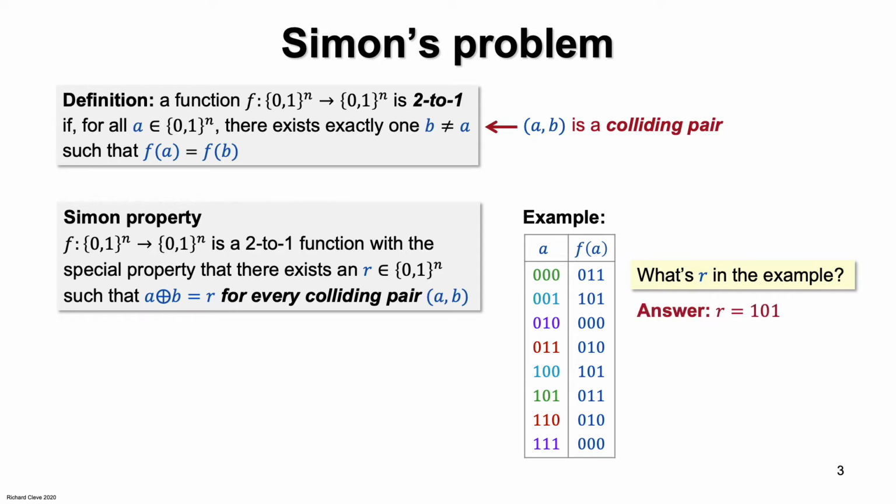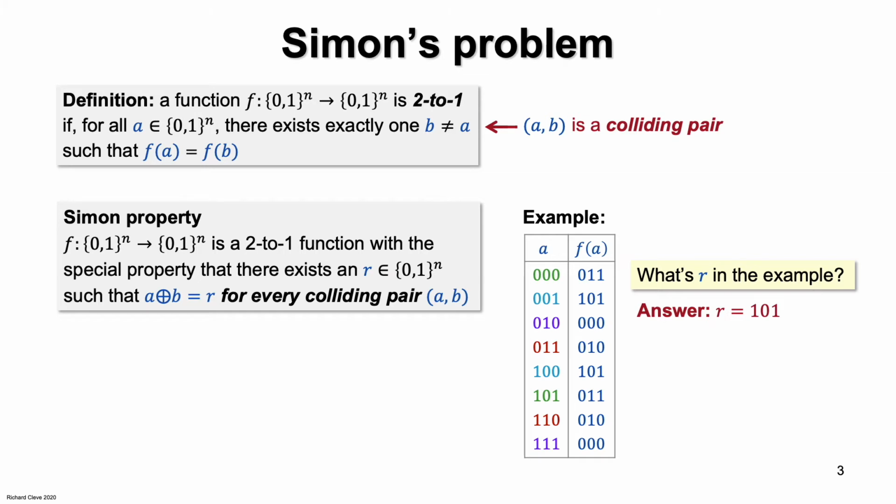Okay, did you get 101? If you pick any color and take the bitwise XOR of the 2 strings of that color, you'll get 101. For example, for the red pair, you take the bitwise XOR of 011 and 110, which is 101. Note that for an arbitrary 2-to-1 function, the bitwise XORs can be different for different colliding pairs. So the 2-to-1 functions that satisfy the Simon property are special ones, for which these bitwise XORs are always the same.